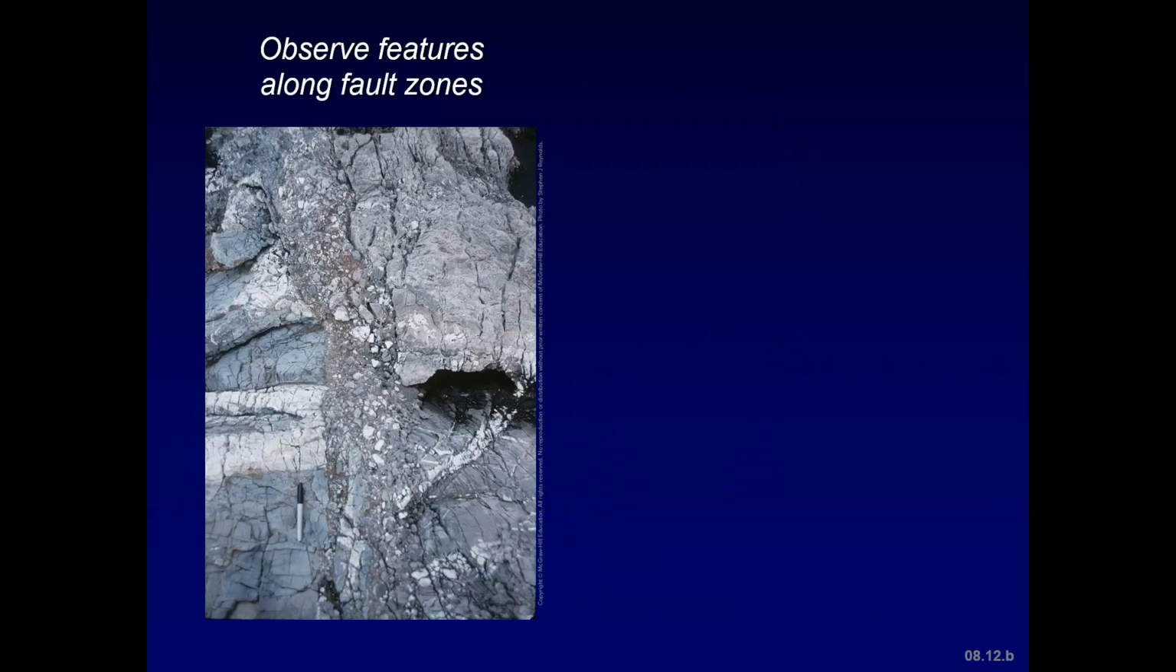Okay, so these are some features located along fault zones. The first being fault breccia. So within a fault zone, you can have intense fracturing and shattering, and that creates breccia.